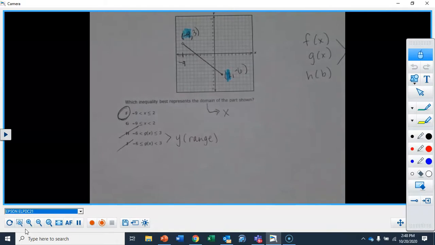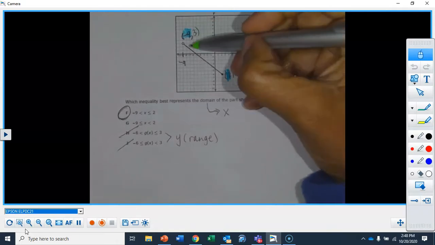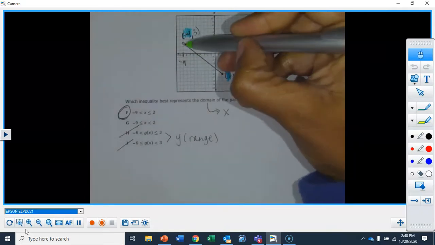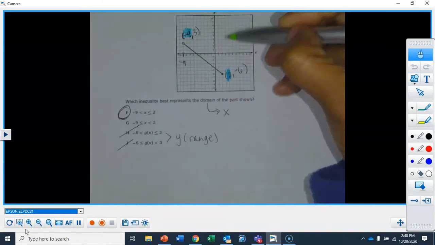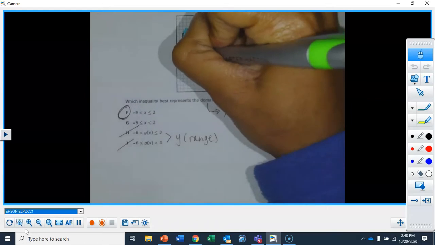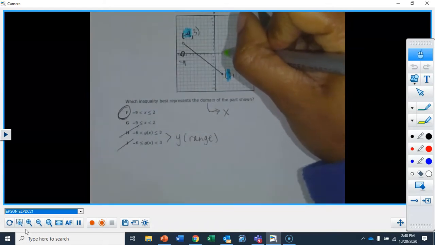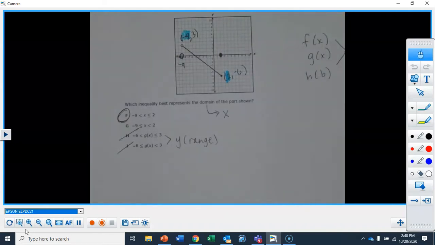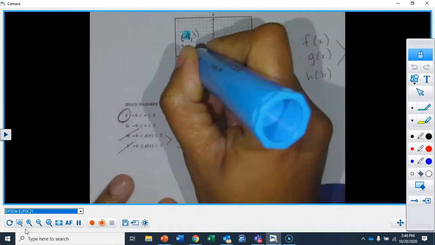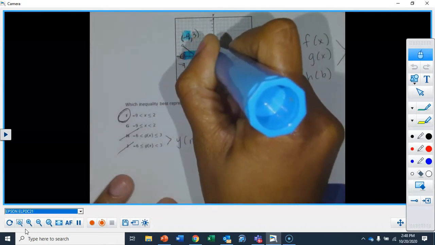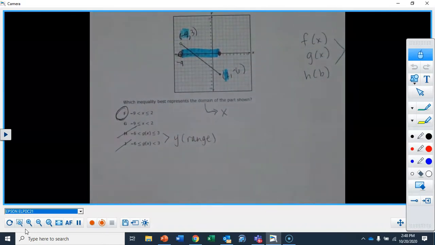The other thing I've showed you as a trick is I told you if you're looking at the domain, why don't you pull your values down to the x-axis? So let me show you that. If I put an open circle here at -9, and then I come up to x equal 2 and put a solid circle there, do you see that? And then I highlight everything in between here. Those are the acceptable x values. That describes the domain of the function.